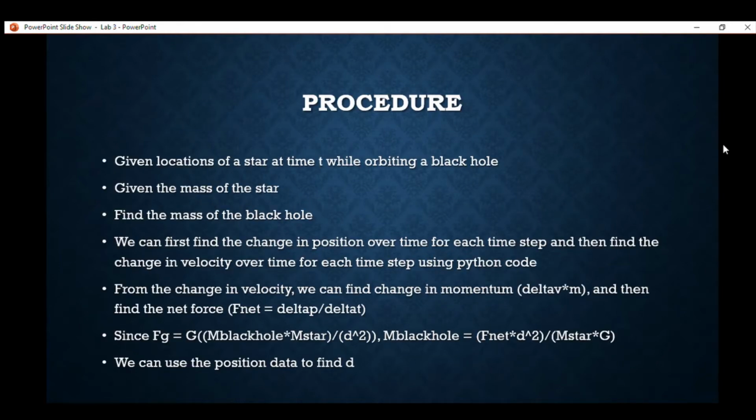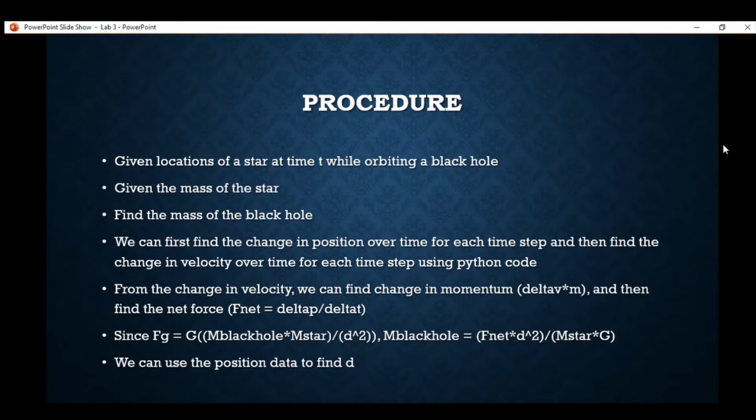For the procedure for this lab, we are given the location of a star as it orbits a black hole at time t, where the time steps are days. We're also given the mass of the star, and we are trying to find the mass of the black hole using the position data. We can first find the change of position over time for each time step, and then from that we can find the change of velocity over time for each time step.